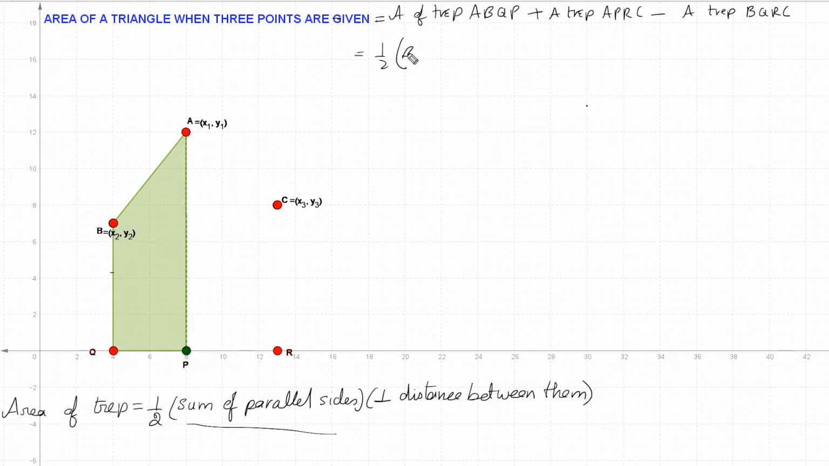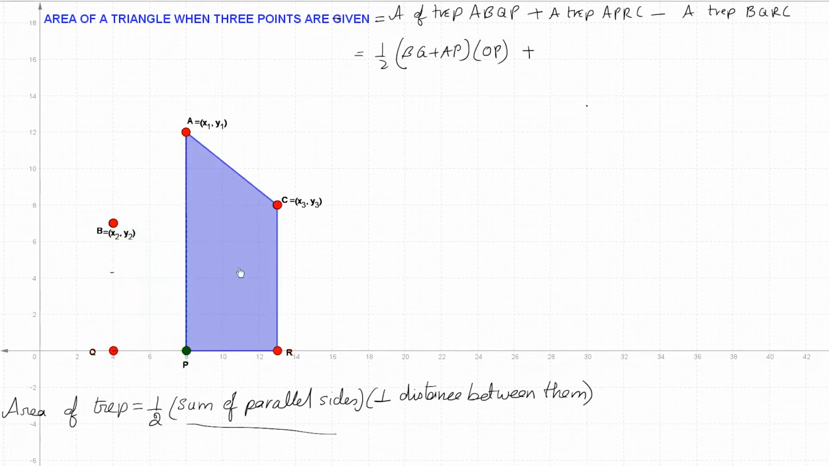I can add BQ plus AP and multiply it with the perpendicular distance between them. That is nothing but QP. So that is QP. Beautiful. Now let's come back to the area of the other trapezium, that is APRC. So we're talking about this trapezium. So let's hide the other one here.